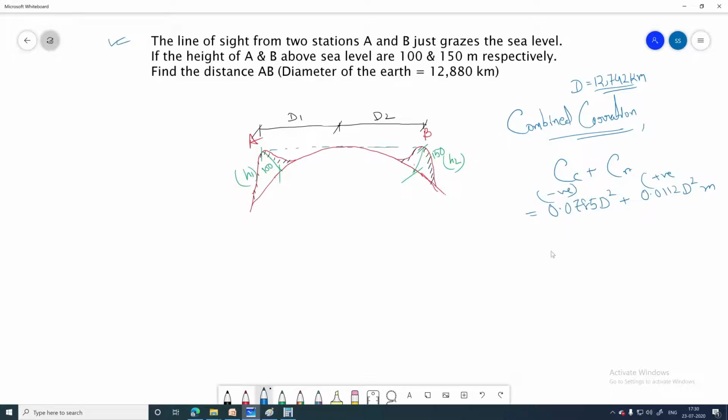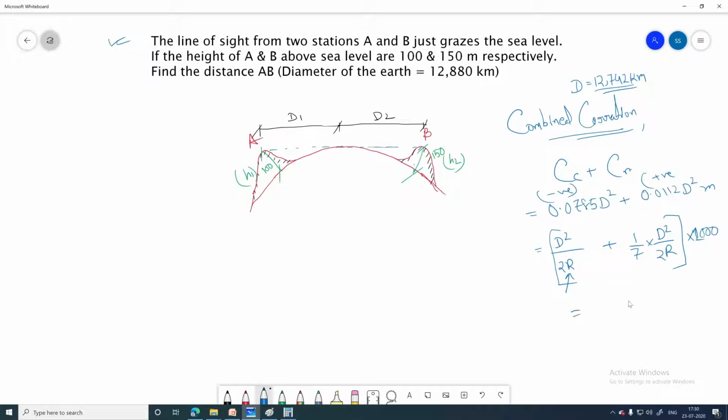So we need to change the formula. How we determine the value of CC is d square by 2r, and the value of CR is 1/7 of d square by 2r, right. Now if you put the value 12,880 in place of 2r in both the cases, and multiply it with 1000 to convert it into meter.